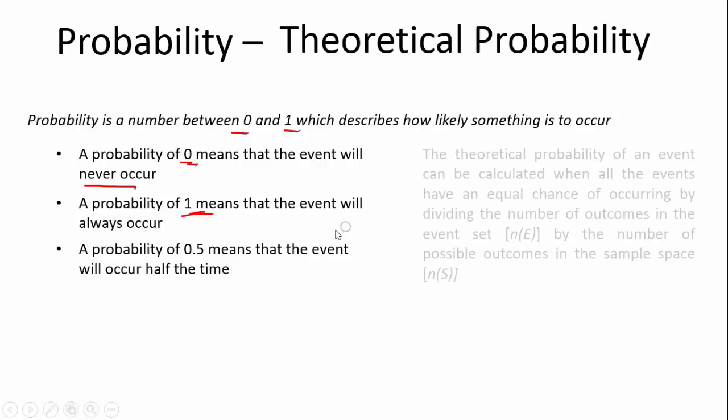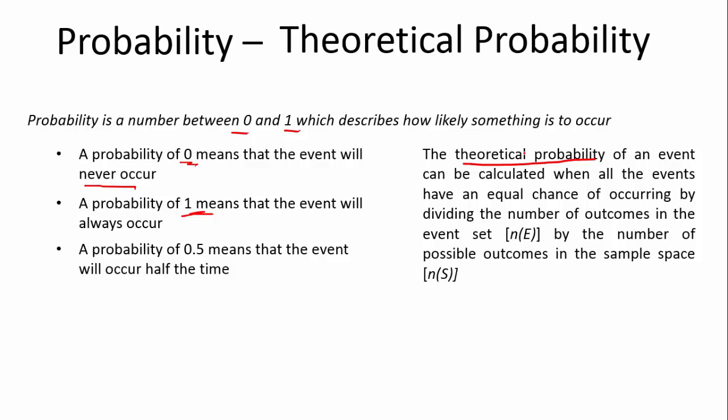So it's 50%. The theoretical probability, let's go slowly through this, of an event can be calculated when all the events have an equal chance of occurring by dividing the number of outcomes in the event set, the number of outcomes that we want, by the number of possible outcomes in the sample space. Okay, what do we mean by this? The number in the sample space. If you're battling to remember what these two are, make sure you watch the previous video. Let's have a look at this.